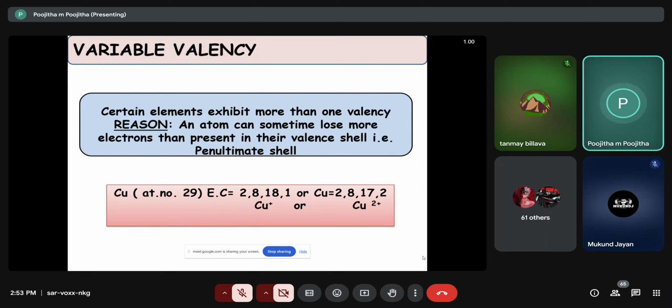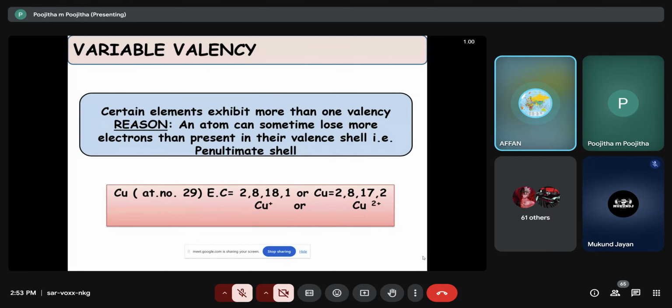If they ask you to define variable valency or explain the term variable valency, just write: certain elements exhibit more than one valency. That is called variable valency. If they ask a reason for variable valency, then you write: an atom can sometimes lose electrons from the shell other than the valence shell, which is the penultimate shell. This results in variable valency. You want to copy? You copy. Quickly, I'll wait.